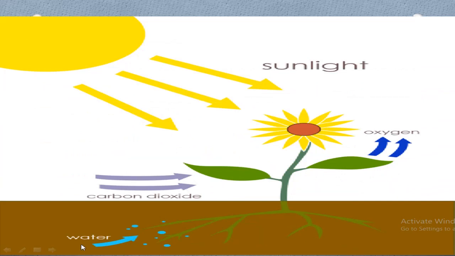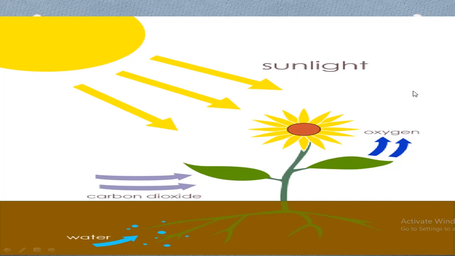In photosynthesis, water is taken from the soil, carbon dioxide is taken from the atmosphere, and sunlight is taken from the sun. Then the photosynthesis process occurs, and produces food and oxygen. The produced oxygen is released to the atmosphere.